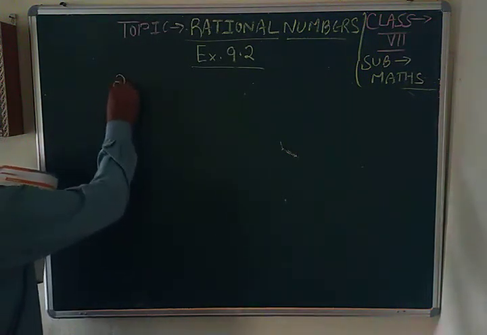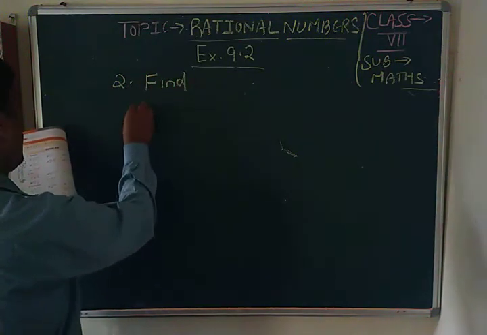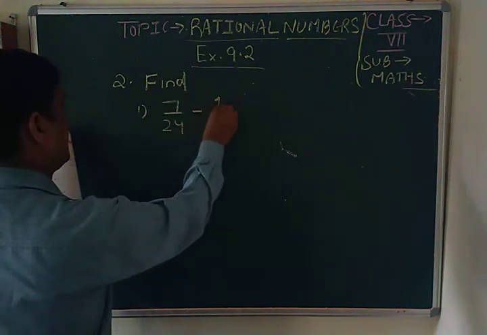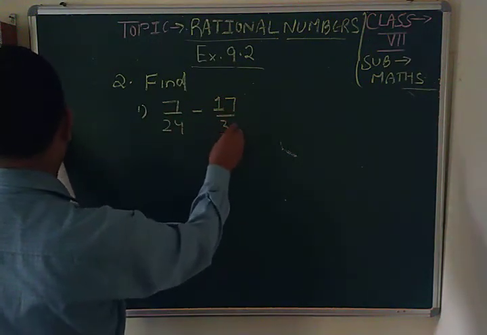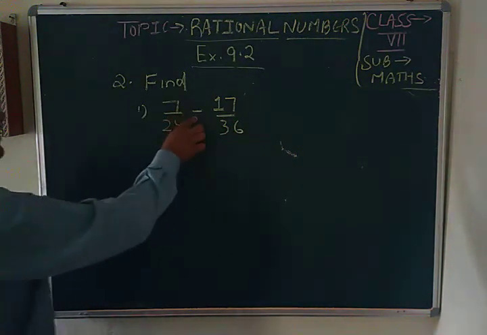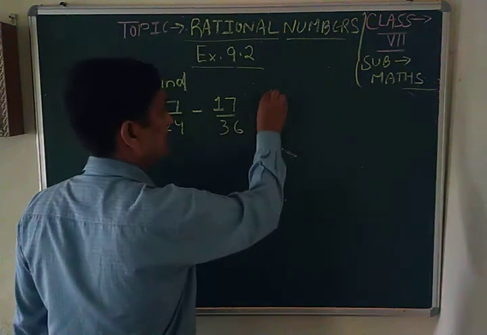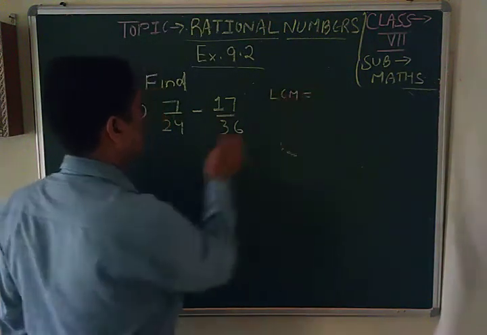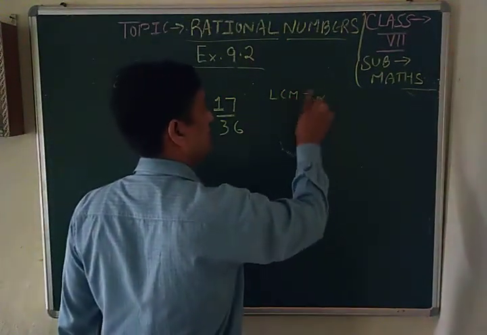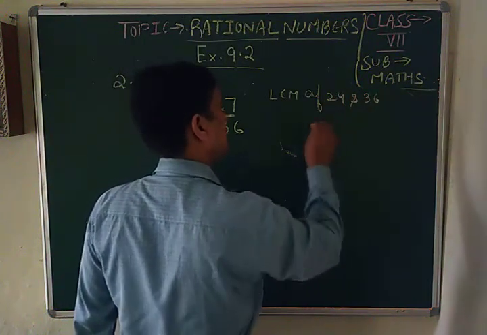Question number 2. Find part A: 7 upon 24 minus 17 upon 36. Now children, here what we have to do? We have to subtract. So children, the steps are the same. First we have to find the LCM if denominators are different. LCM of 24 and 36. Try to find it.